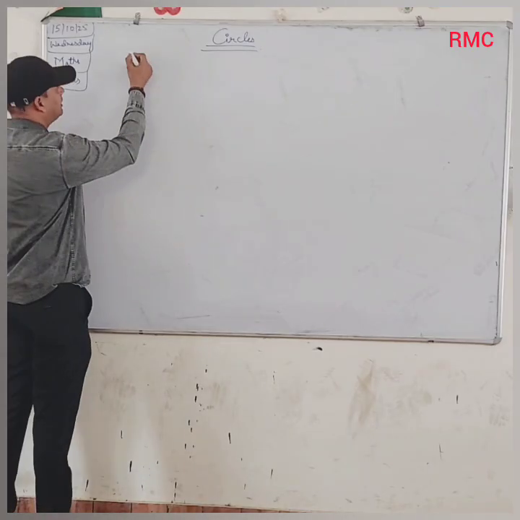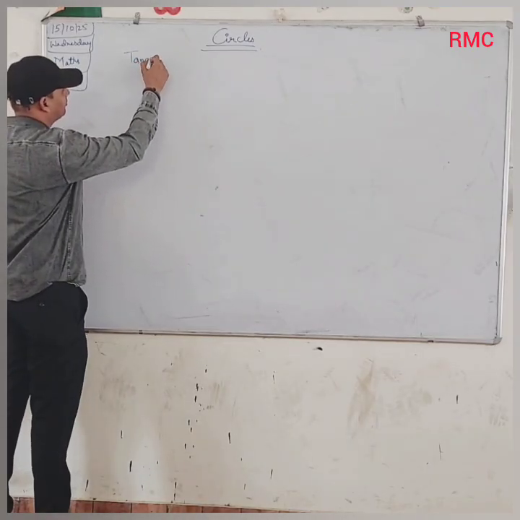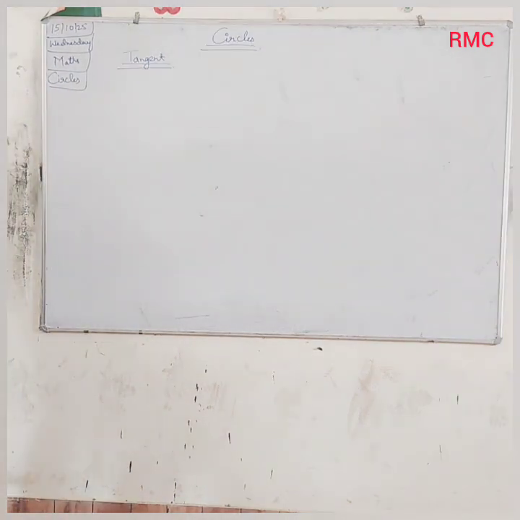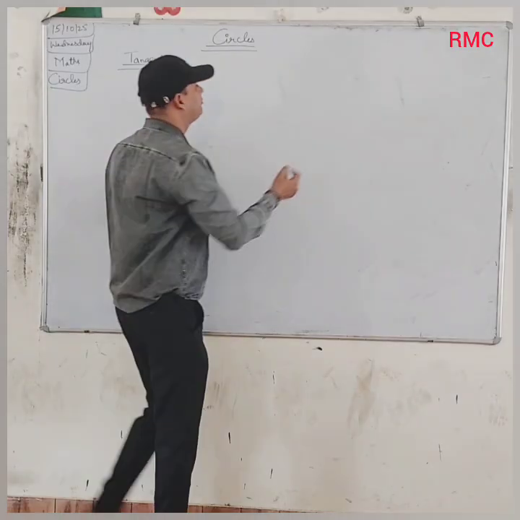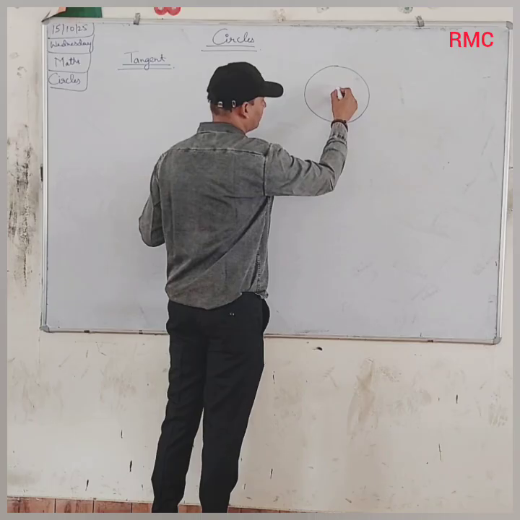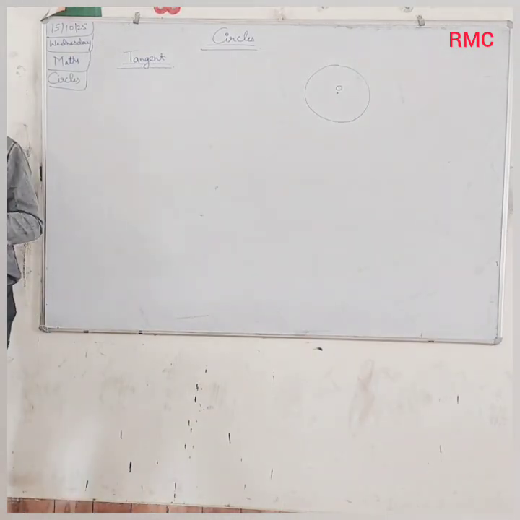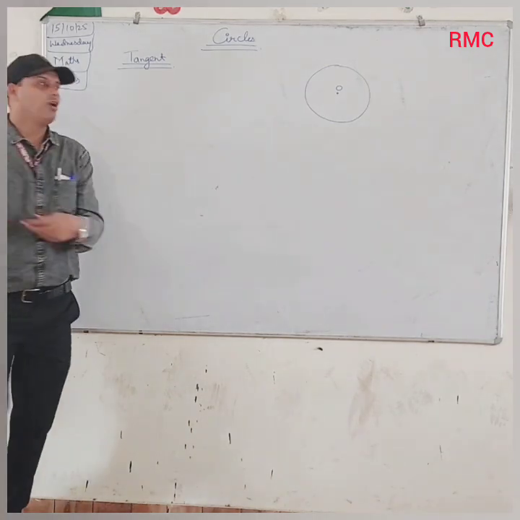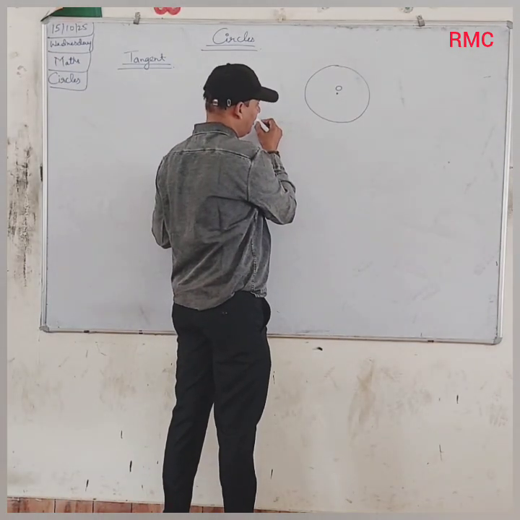Our next topic is tangent. Tangent of a circle. Clear? Suppose that we have a circle of center O and a line. Remember that I am talking about a line. We all know that a circle is a collection of points.